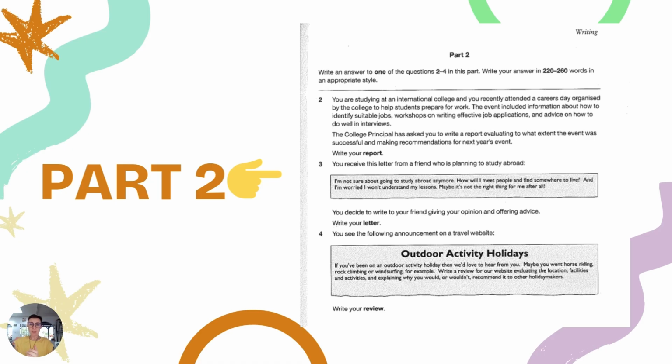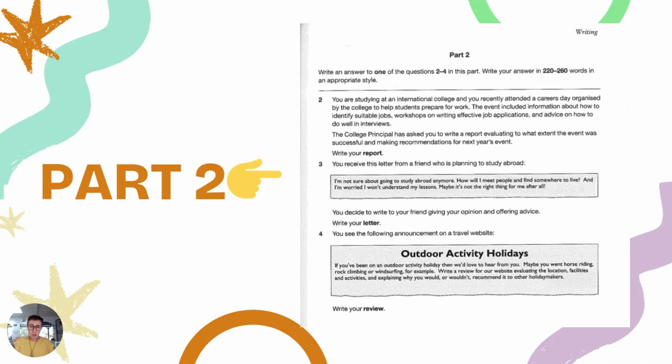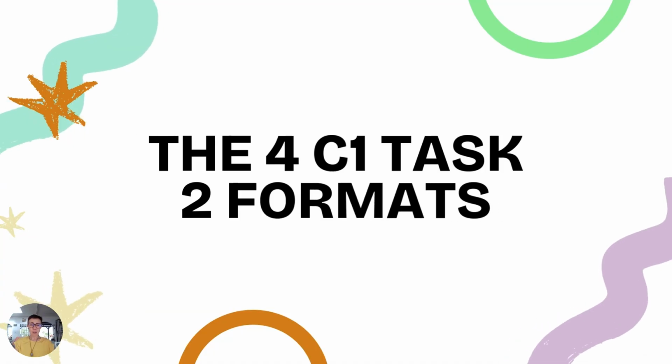So before we begin, let's take a look at what the exam might look like. In part 1 of the writing test, you're given an essay to write, which is obligatory. You have to do it. Whereas in part 2, you get a choice of 3 different options and you have to choose one of those options. So here's how it looks. The first option is to write a report, the second option is to write a letter, and the third option down at the bottom is to write a review. There are other options that may come up, so let's take a look at them.